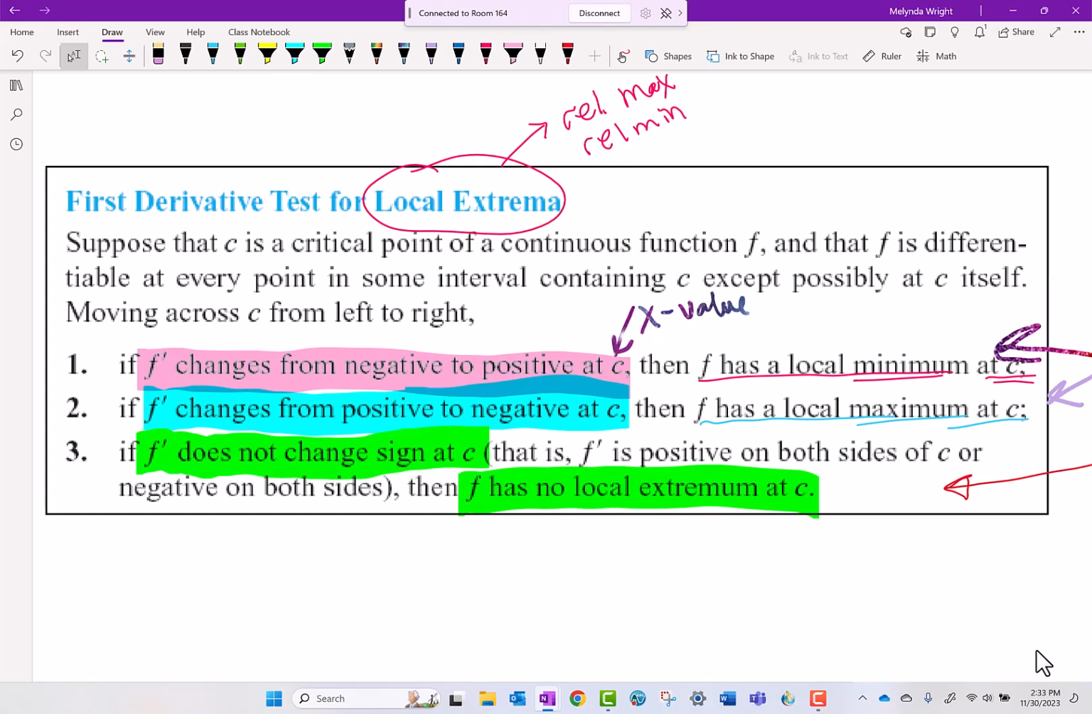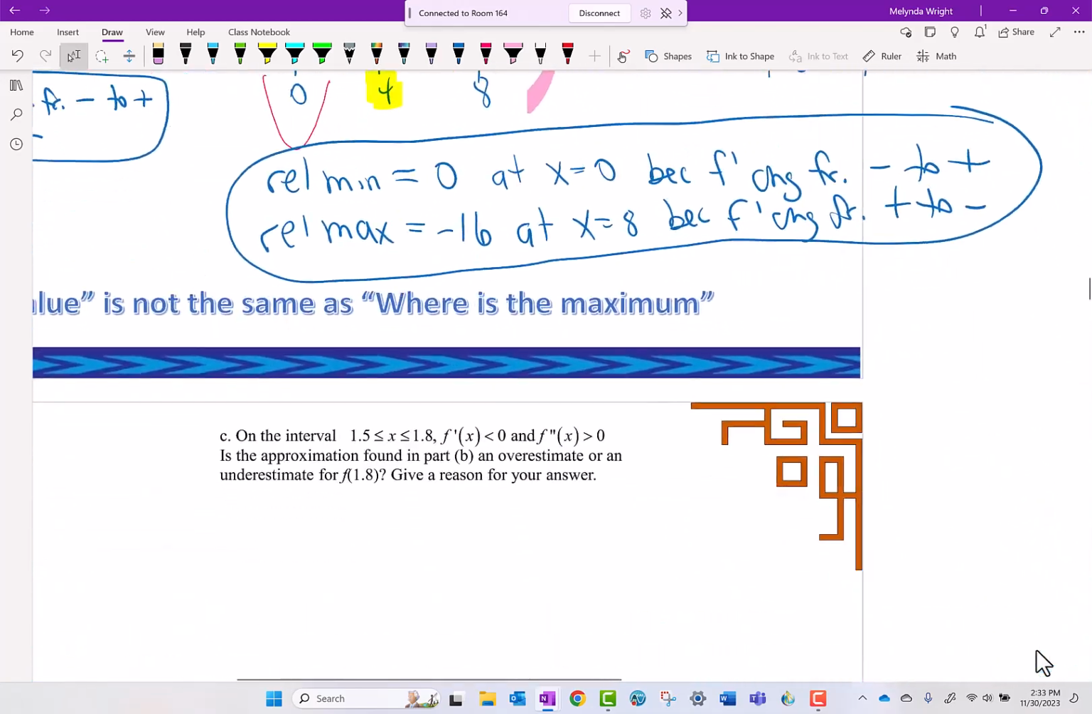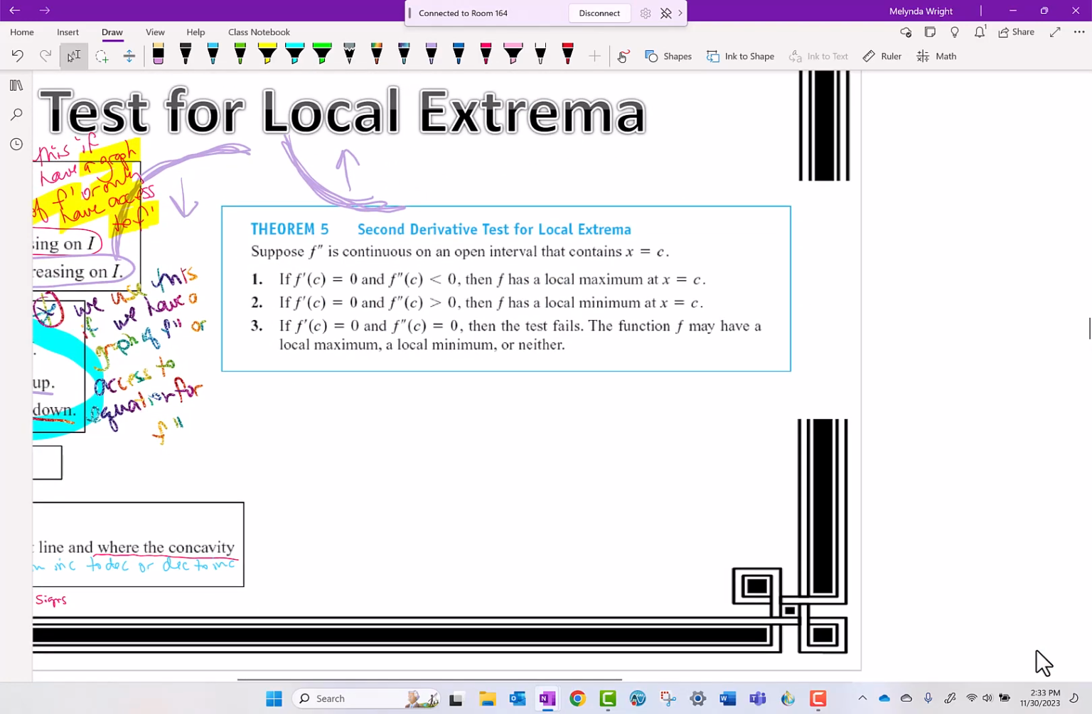Let's talk about it. So the first derivative test, local extrema is relative max, relative min. The test was if F prime changes from negative to positive, we have a local min. If F prime changes from positive to negative, we have a local max. And if F prime does not change signs, there's no local extrema. That's what we learned last time. Let's look to see how the second derivative test for local extrema is different. That's what we're working on today. It's still about local extrema, but this is the second derivative test.